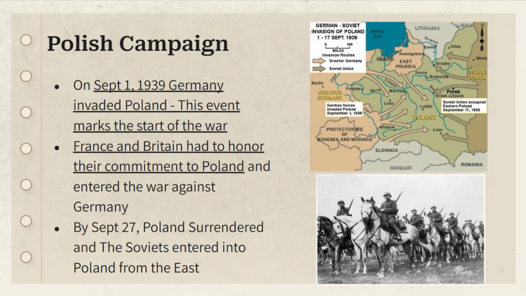On September 1st, 1939, Germany invades Poland, and this is the official start of World War II. True to their word, Britain and France declare war on Germany, and then within weeks, the Soviets invaded from the east, and Poland is officially divided.